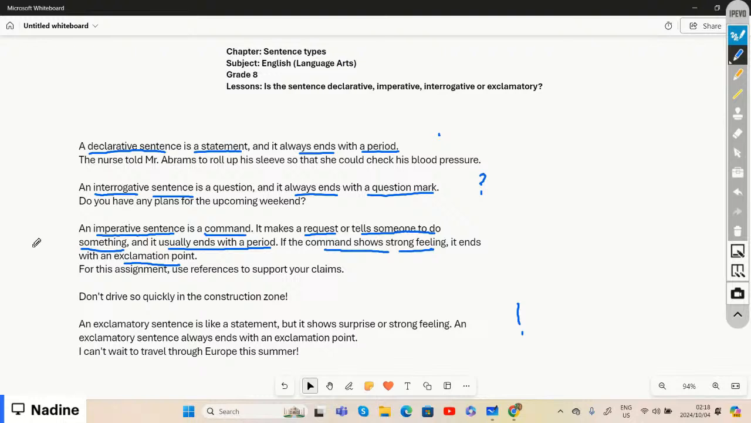And then lastly, we have an exclamatory sentence. An exclamatory sentence is like a statement, and it shows surprise or strong feeling, right? And it always ends with an exclamation point.